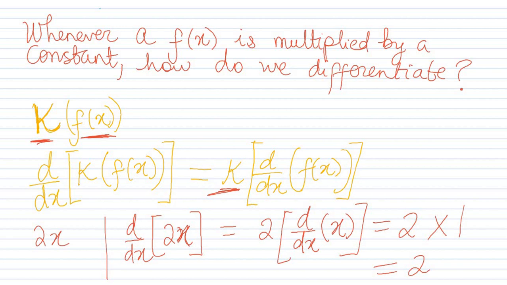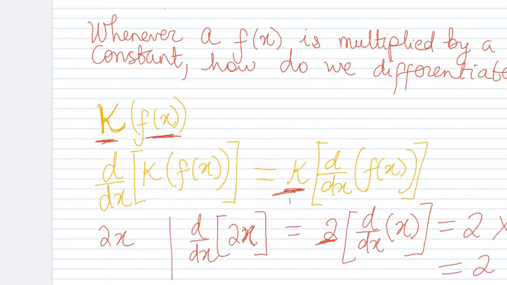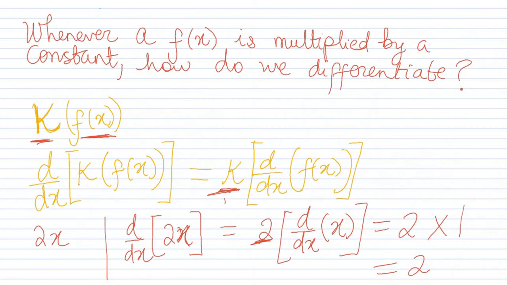Bring out the constant. So in this case, bring out k, and in this case, bring out 2, and just differentiate. So that's it. That's how you differentiate constants. Bring out the constant and then differentiate. That's how you differentiate constants that are multiplied by a function. You bring out the constant and then you focus on differentiating the function.